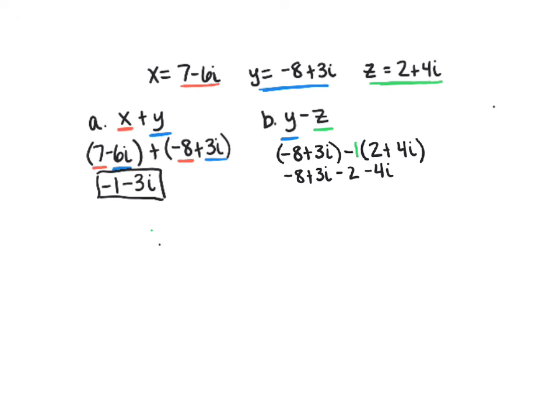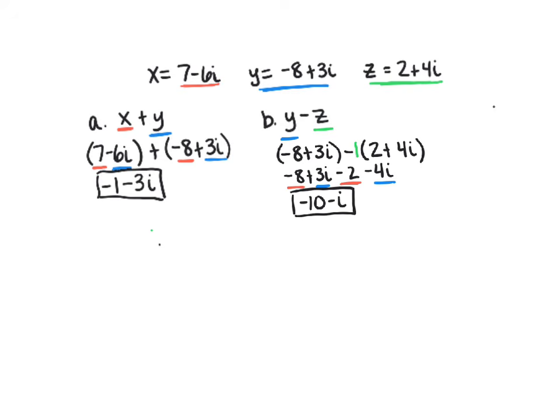Again, we're going to combine our like terms. We've got our real terms in red, our complex or imaginary terms in blue. So we have negative 8 minus 2 gives me negative 10. And then we have 3i minus 4i to give me minus i.